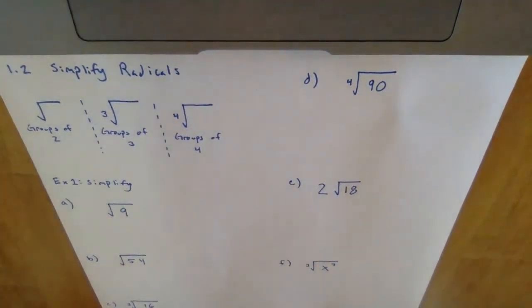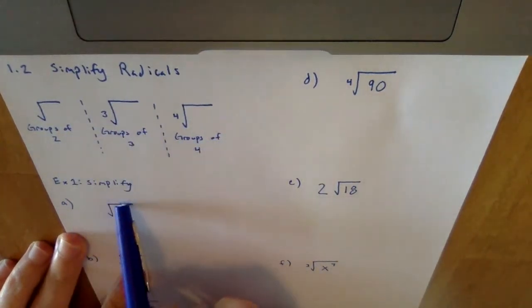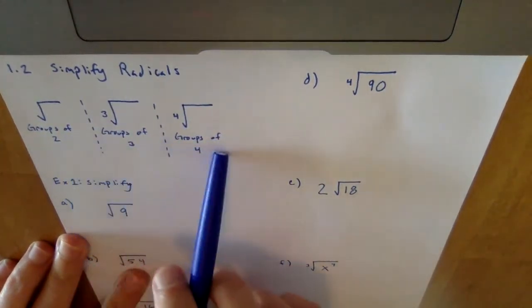Alright, we're going to jump into 1.2 simplifying radicals. Just going to do a quick follow-up video on this because I had got some questions about it. I have got the different kind of radicals that you're going to see written at the top here, so if you need to, you can go ahead and pause the video and write these down.